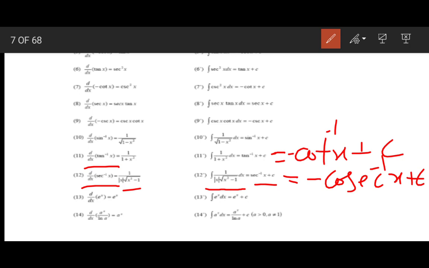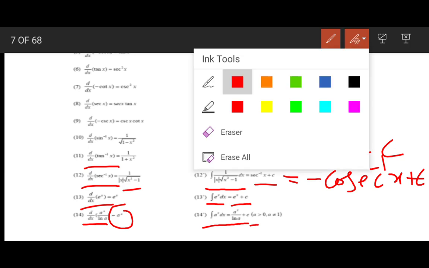Next is the derivative of e raised to x. The derivative of e raised to x is e raised to x. Hence the integral of e raised to x dx is e raised to x plus c. Then we know that the derivative of a raised to x upon log a is equal to a raised to x, and hence the integral of a raised to x dx is a raised to x upon log a plus c.